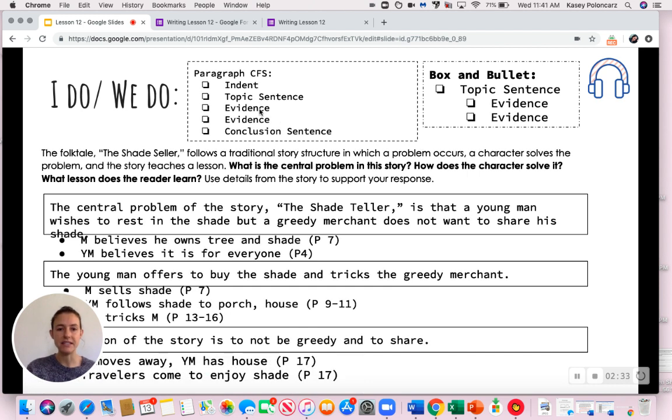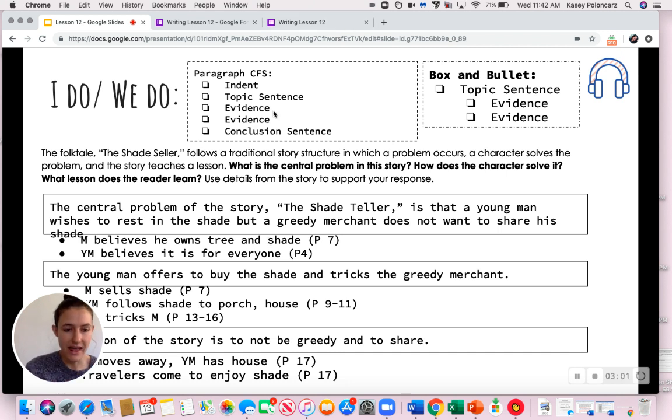Then you're going to copy down your evidence. Everybody should be saying evidence. So your evidence are your bullets. After you copy down your topic sentence, you're going to copy down your bullets. The thing about the evidence is you don't just want to write, M believes he owns tree and shade. That's not a complete sentence. So our job when we're writing the paragraph is to stretch the evidence out into a complete thought.